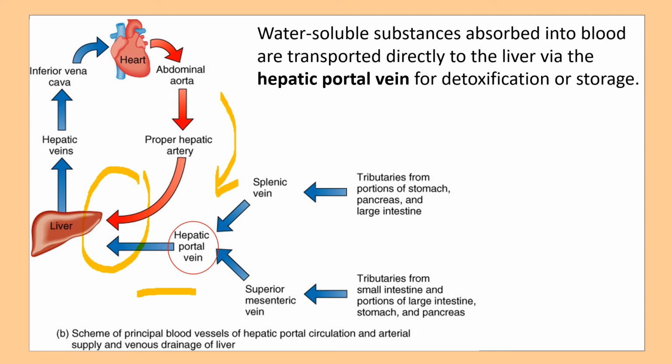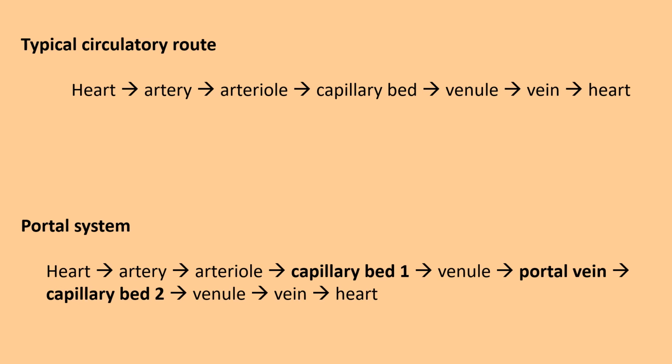And then after that blood circulates through the liver, we'll take a look at that in just a moment, that blood makes its way back to the heart through regular venous circulation here. So a portal system is a unique circulatory route.